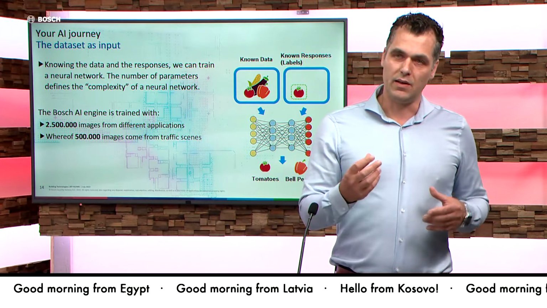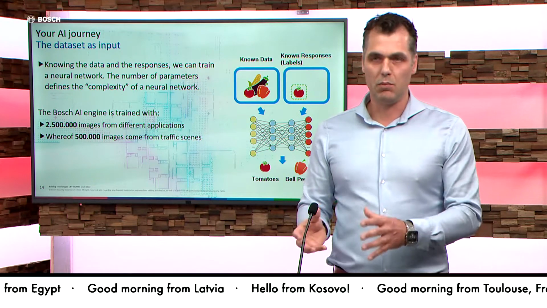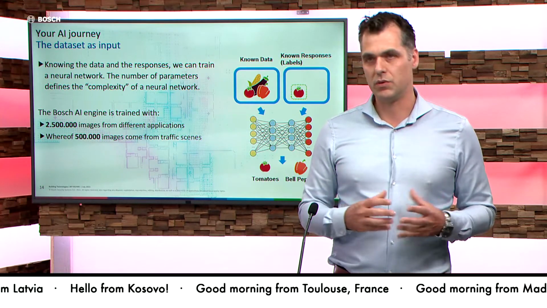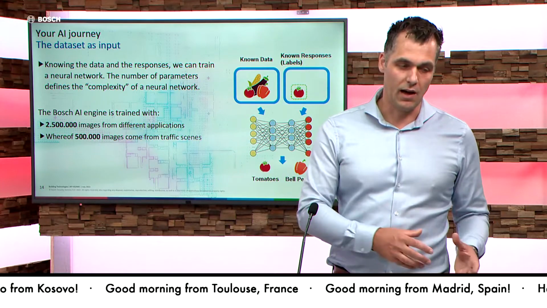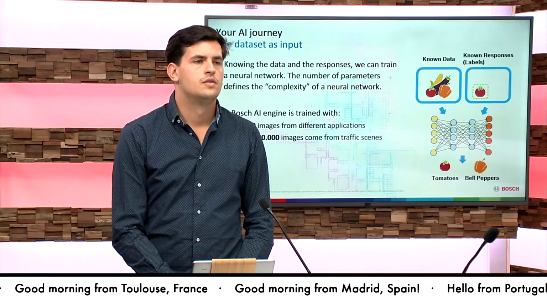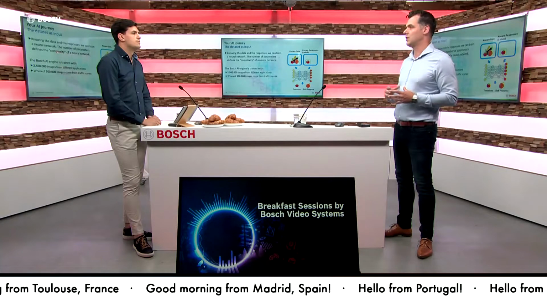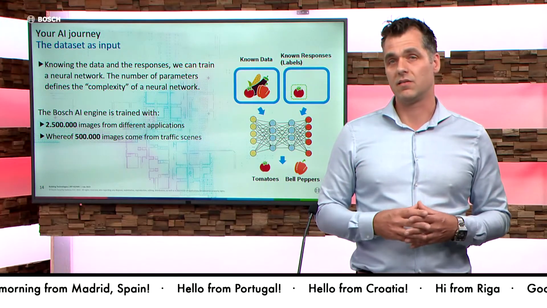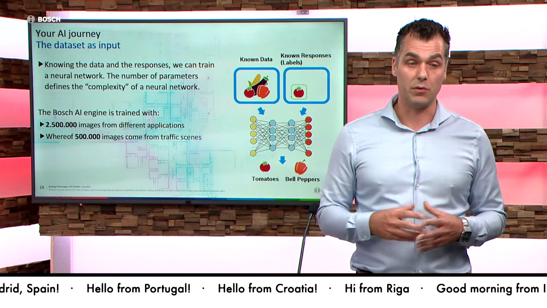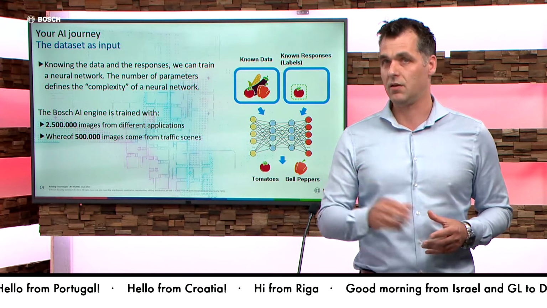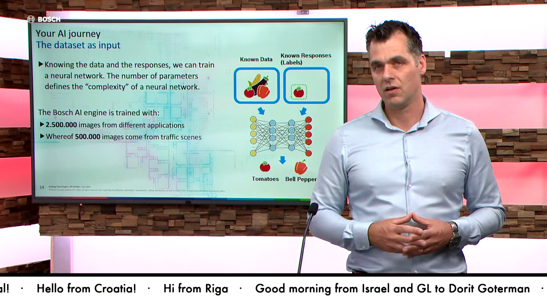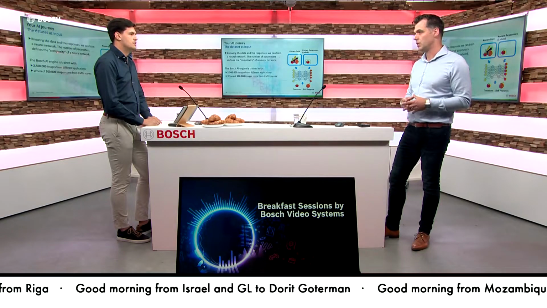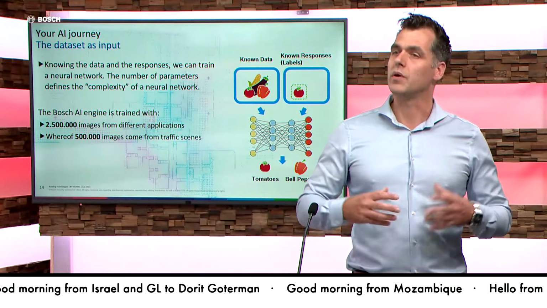So that is really that known data, the labeling, and the data set, which is the terminology we need to use. The data set determines how good and how strong the algorithm is. And talking about the data set, within Bosch and our AI engine, we are building that up with 2.5 million images from different applications, where 500,000 are already coming out of traffic scenes. So it's a data set which is growing and growing.